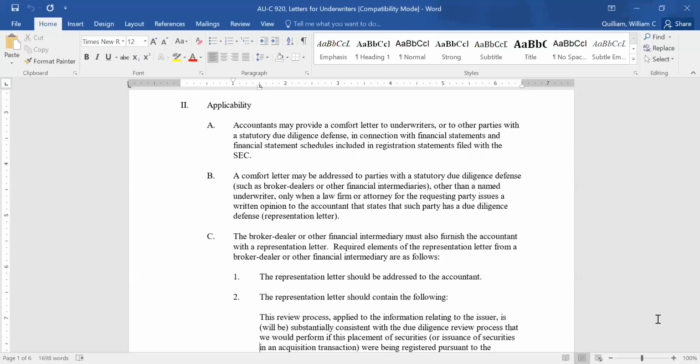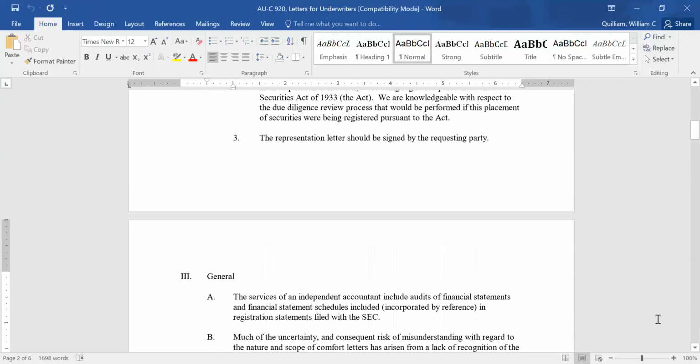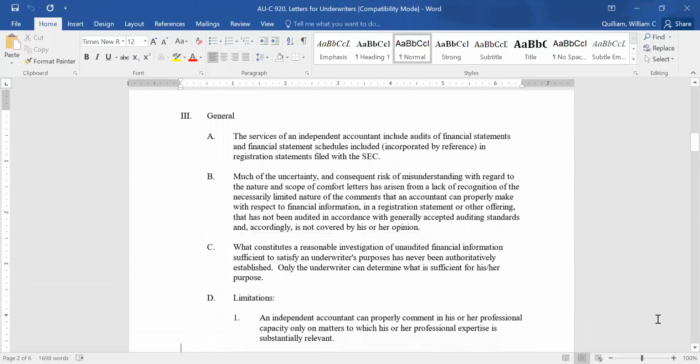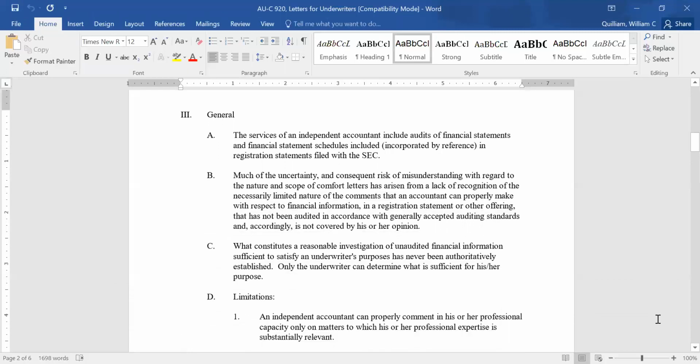So in C, we see that the broker, dealer, or other financial intermediary must furnish that accountant with a representation letter, and I'm not too worried about the contents of that. So we can always issue a comfort letter to an underwriter, but to anyone else only if they give us a representation letter. That again limits our liability as the CPA.